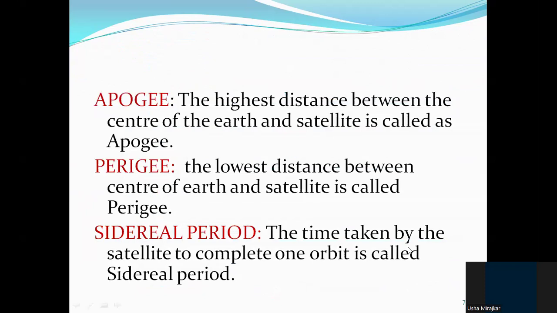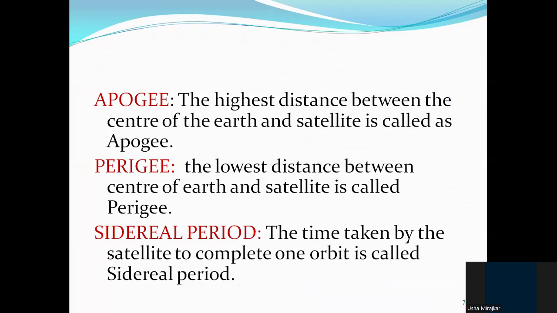Now, continuing with the definitions, apogee. What is the apogee? The highest distance between the center of the Earth and the satellite is called the apogee. If the satellite is rotating, the highest distance between the satellite and the Earth is the apogee. Next is the perigee. What is the perigee? The lowest distance between the center of the Earth and the satellite is called the perigee.